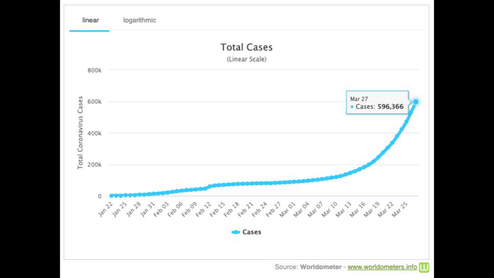Bottom line, people, please be careful out there. Thanks for spending the time to look at this. Please be careful out there, and let's try and smooth the curve.